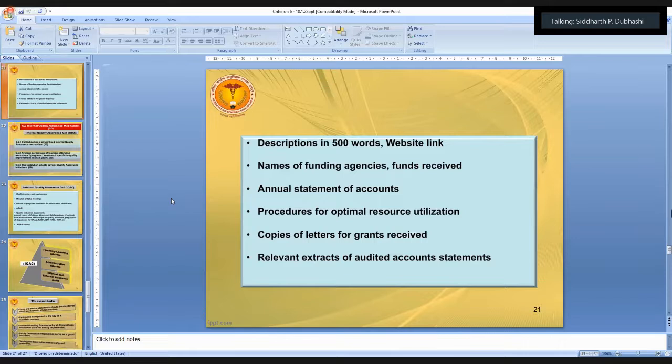So you need to have the descriptions, website link, name of the funding agencies, the funds which are received, the annual statement of accounts, procedures for optimal utilization, copies of the letters for the various grants which are received, and the audited statement of accounts, and you have to highlight the relevant expense.